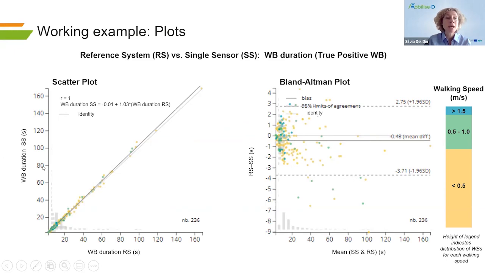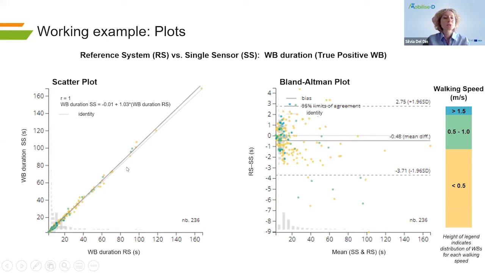So in this case, we're going to have walking bout duration of the reference system on the x-axis and walking bout duration of the single sensor on the y-axis, and we can then derive R and linear regression. For the Bland-Altman plots, we can derive obviously the limits of agreement, and we can also check the bias, so the mean difference between the two systems. In this case, on the x-axis, we're going to have the mean between the single sensor and reference system, and on the y-axis, we're going to have the difference between the reference system and single sensor values.